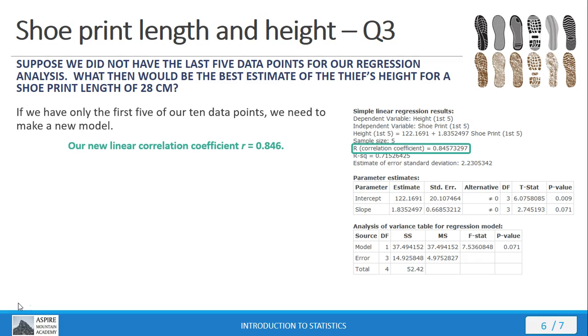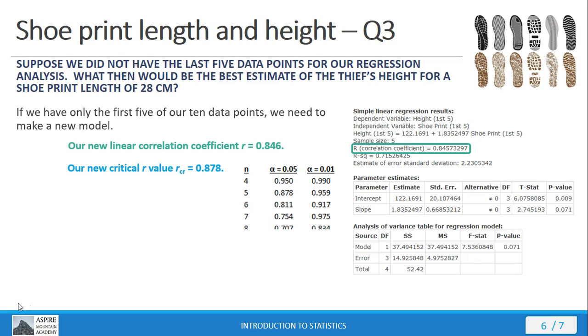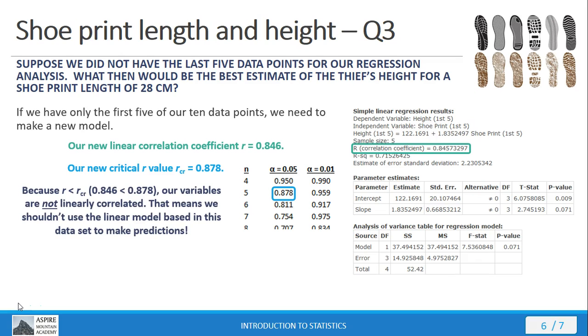So we have a new linear correlation coefficient. We have a new critical R value because now we've got a different sample size. So here's our critical R value table. Assuming we have a 5% significance level, our critical value is 0.878. Notice we don't clear the bar. So our variables are not linearly correlated. That means we should not be using the model to make predictions from the data set.